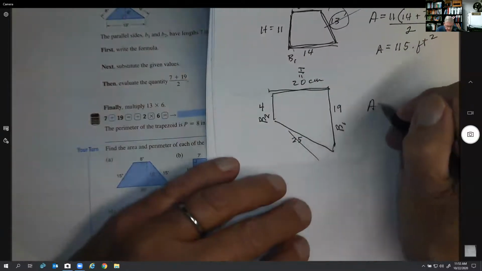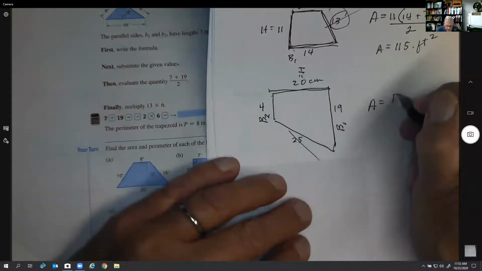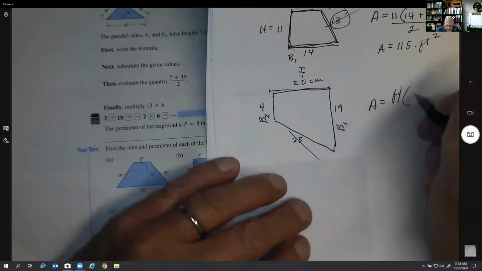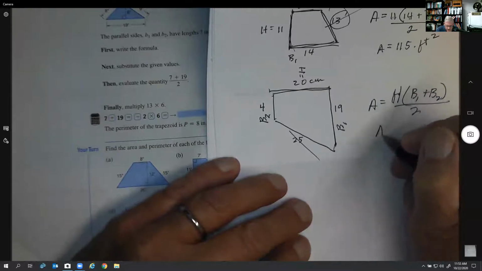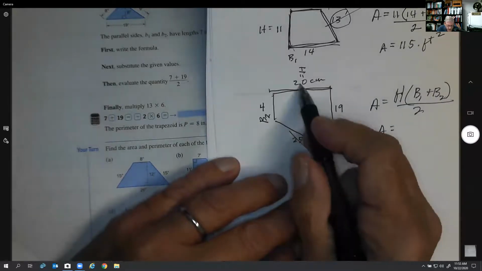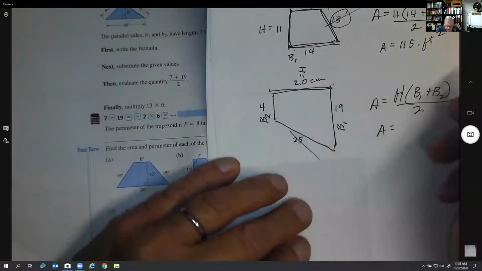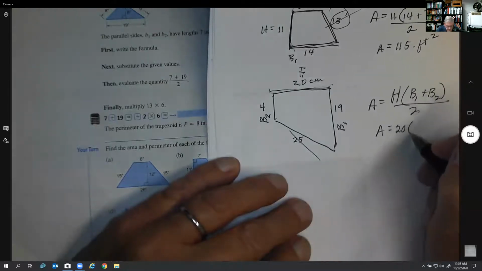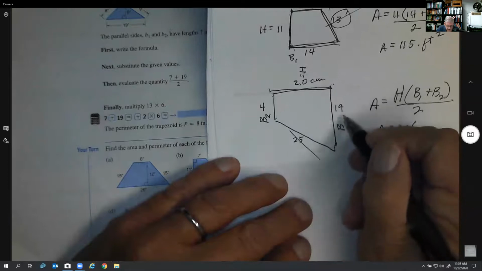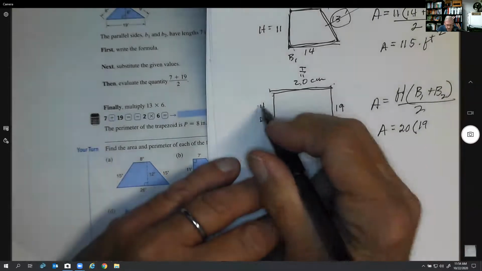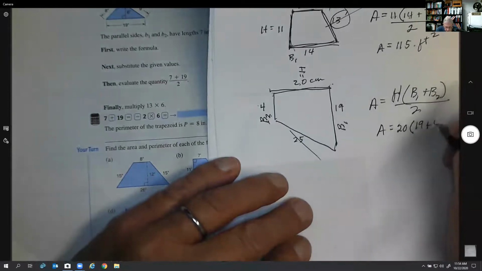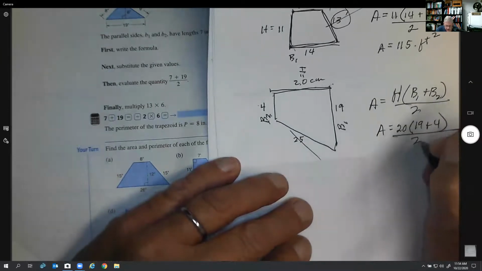Area equals height times base 1 plus base 2, divided by 2. The height is 20. See, it looks like the top, but it's not. Base 1 is 19. Base 2 is 4. And then we're going to divide this whole thing by 2.